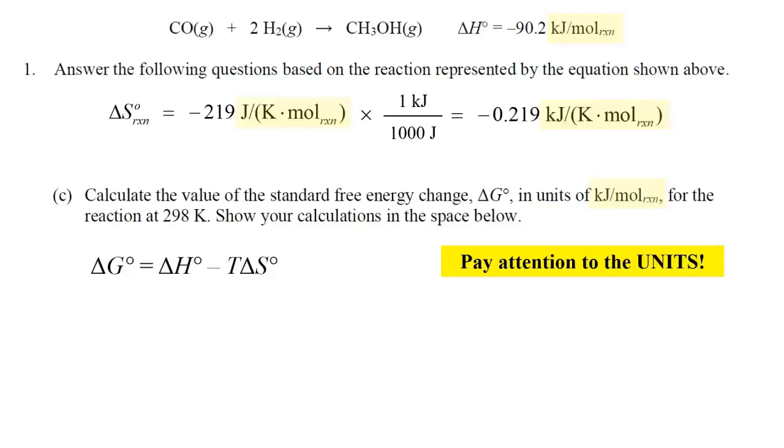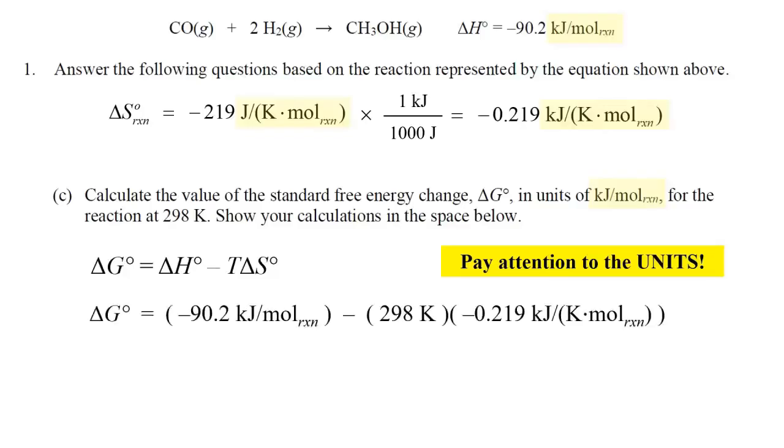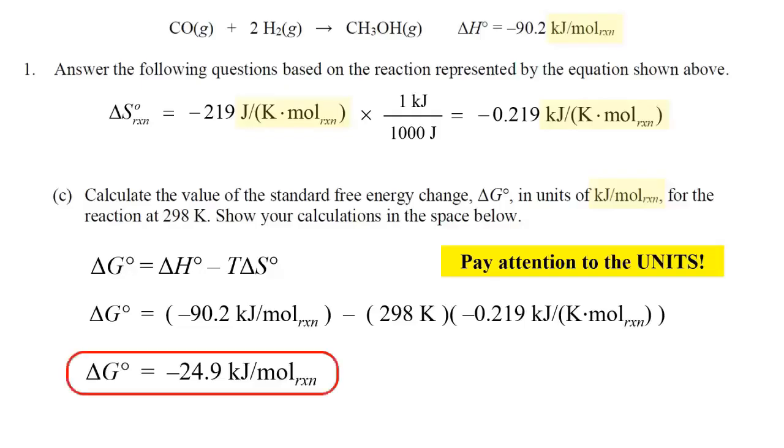So delta G equals delta H, which is negative 90.2 kilojoules per mole of reaction, minus T delta S. So the T, the temperature, is 298 Kelvin, and then the delta S with the proper units is negative 0.219 kilojoules per Kelvin mole of reaction. And as you can see, the units of Kelvin will cancel out. So when we do this math, we get our answer, which has the proper units of kilojoules per mole of reaction. So the answer to part C works out to be negative 24.9 kilojoules per mole of reaction.